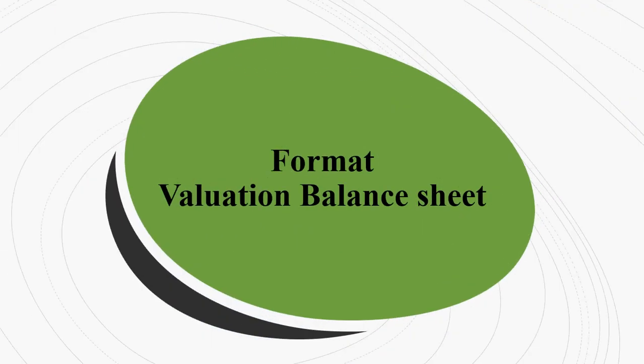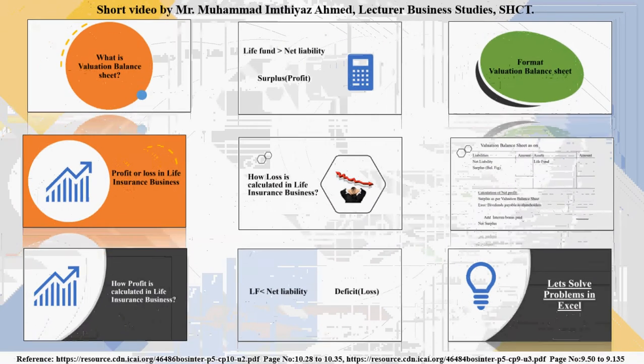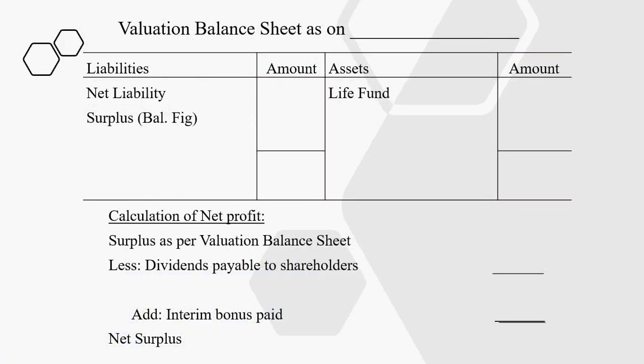Now we are going to show you the valuation balance sheet format. The format is very simple. It is broken down into two parts. First part, we are going to see the valuation balance sheet, and the second part is mainly to calculate the net profit. So in valuation balance sheet, we have two sides, liabilities and assets. Liabilities, we calculate liability, and in the asset side, we calculate the life fund, that is from the revenue account closing life fund. So here we make the total.